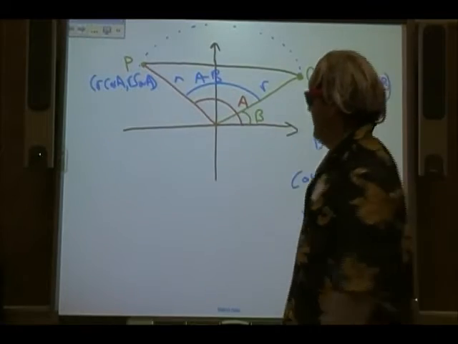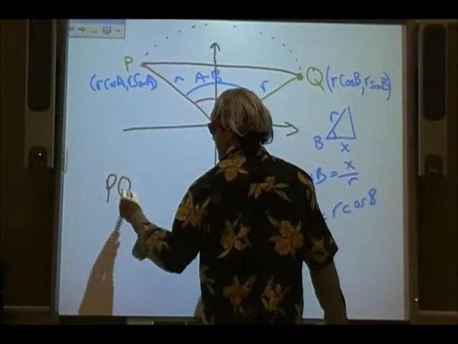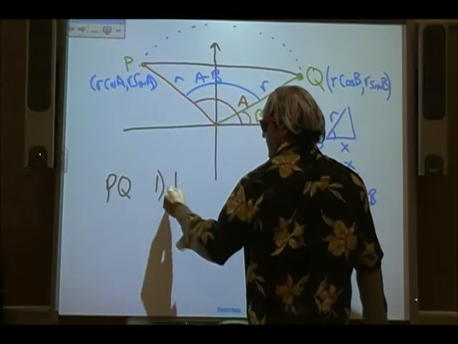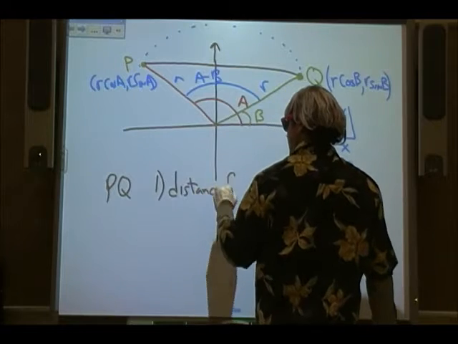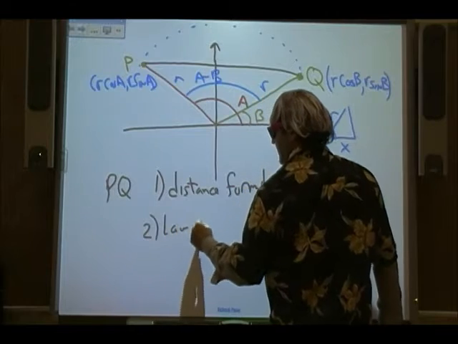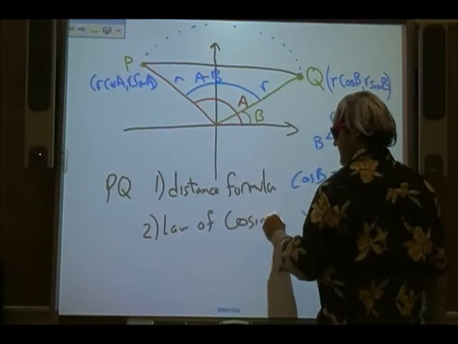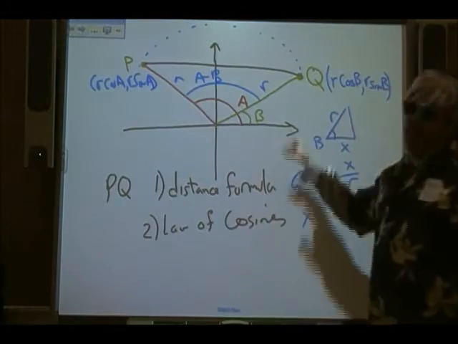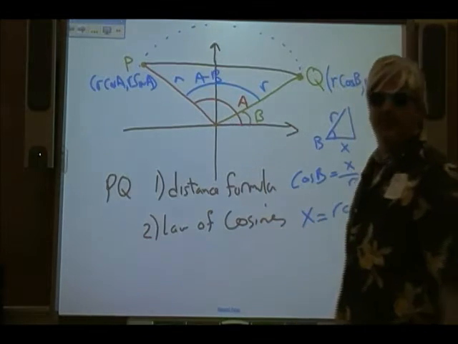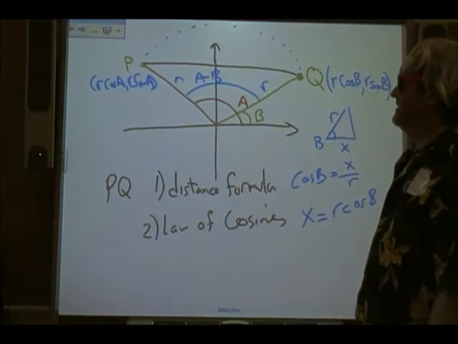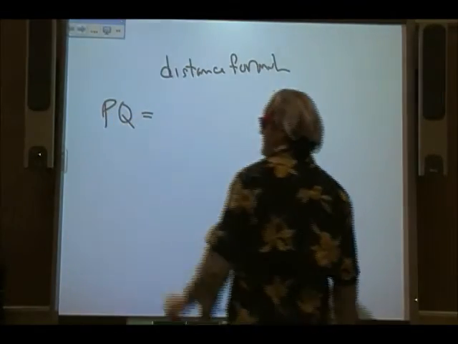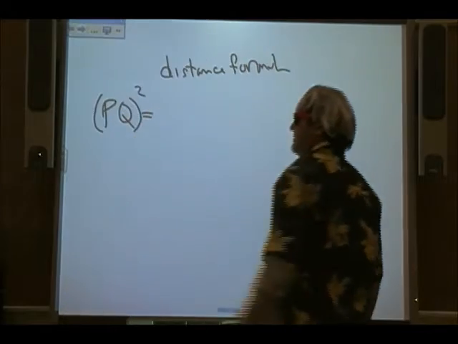The two ways to find PQ, to find this distance, is to use one, the distance formula, and two, the law of cosines. So what we're going to do is we're going to find this distance two ways, and then we're going to set them equal to each other. So let's use the distance formula. Okay. You have PQ squared equals, let's square this so I don't have to deal with the square root.